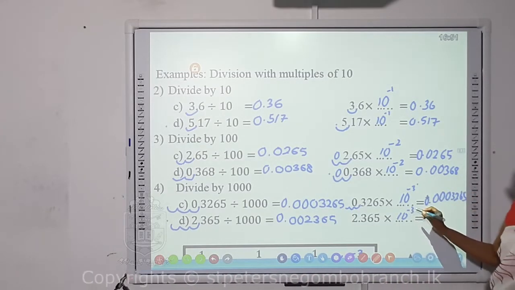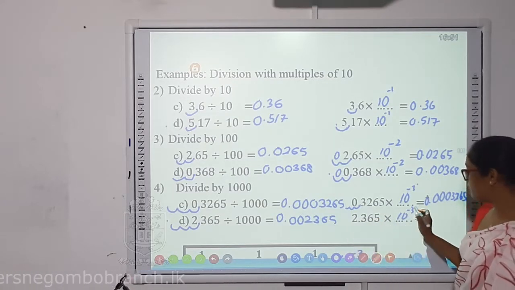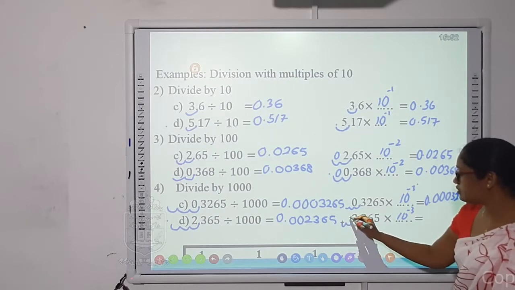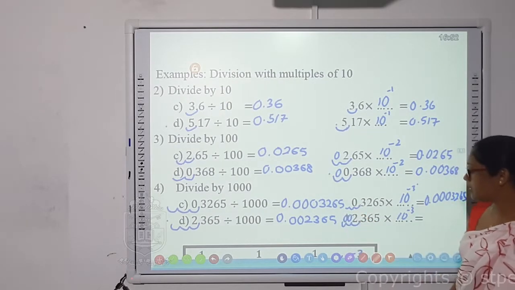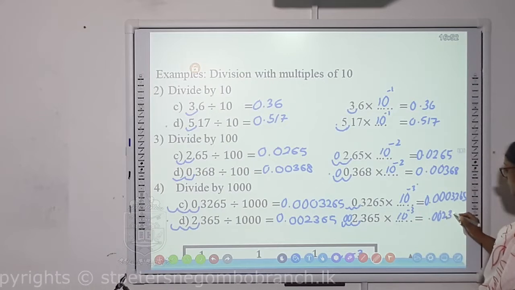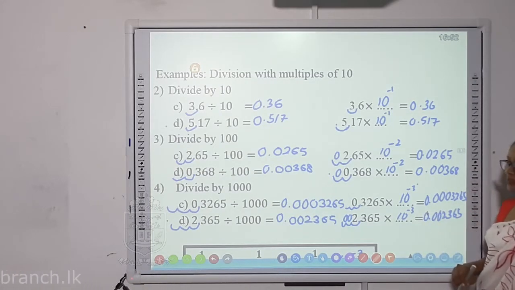And here minus says what? Shift the decimal place to the left hand side by 3 places. So 1, 2, 3. So 2 zeros you want to put at the beginning. 0.002365, and here 6. Right? That is the procedure.